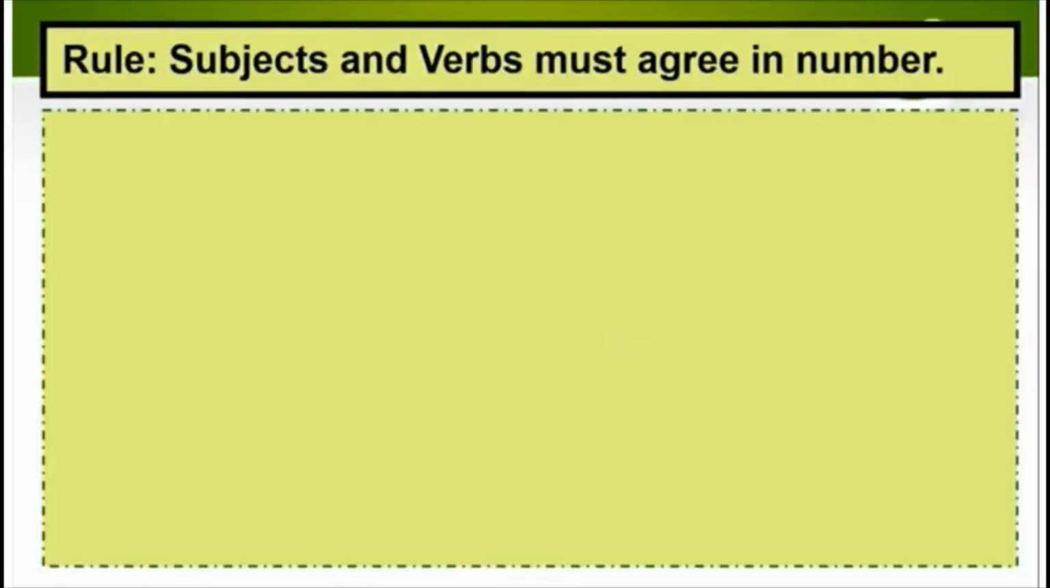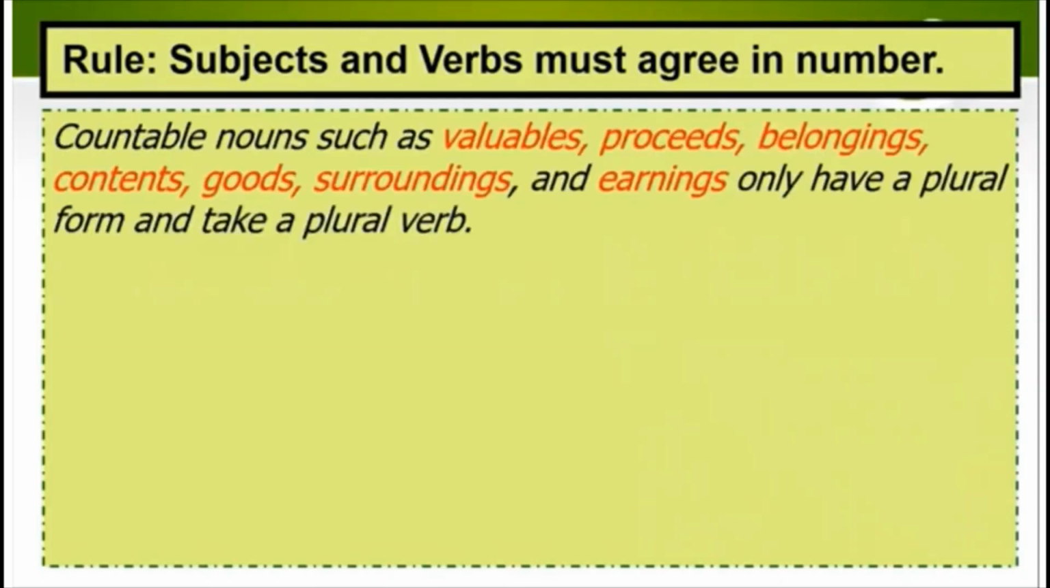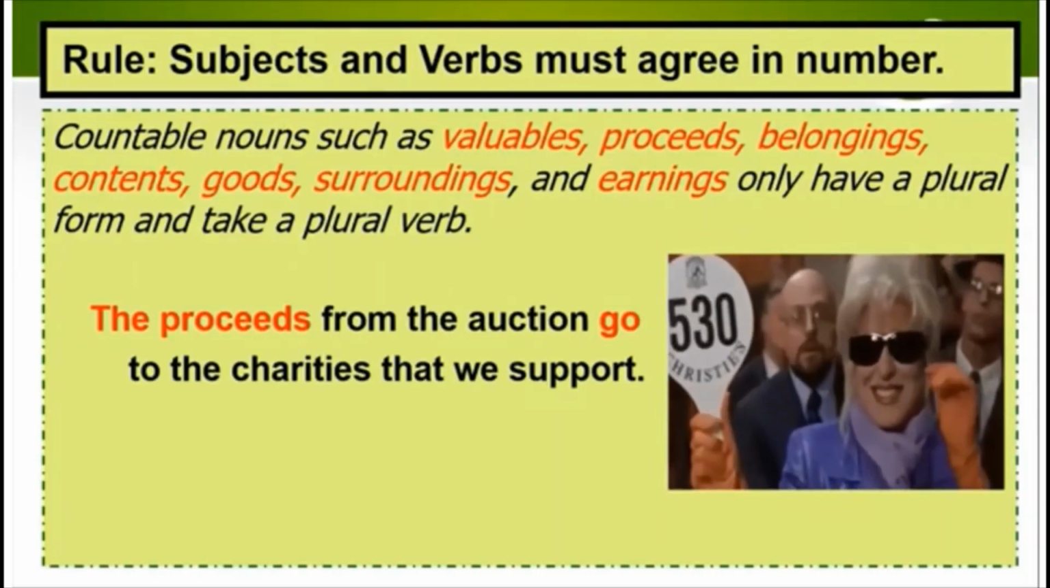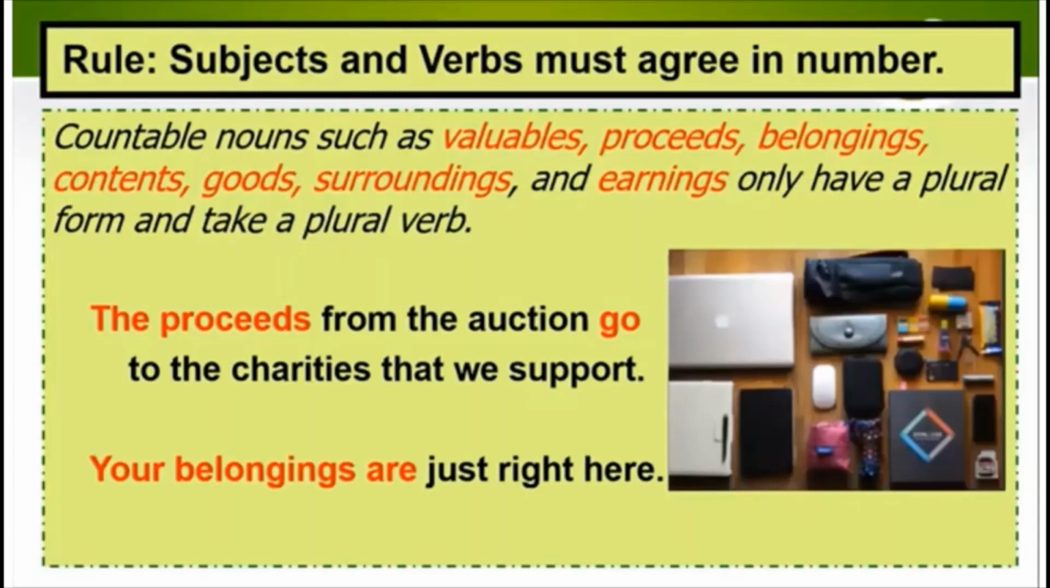Next. Siyempre, kung may non-count nouns na singular lang in forms, meron ding nouns na plural in forms lang din. So, nouns such as valuables, proceeds, belongings, contents, goods, surroundings, and earnings only have a plural form and take a plural verb. So, since these nouns only have a plural form, plural lang din ang verb na gagamitin natin. For example, the proceeds from the auction go to the charities that we support. Your belongings are just right here.